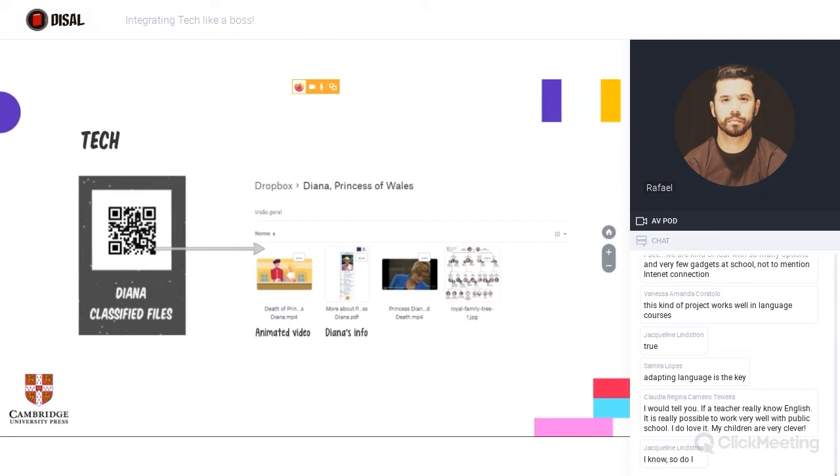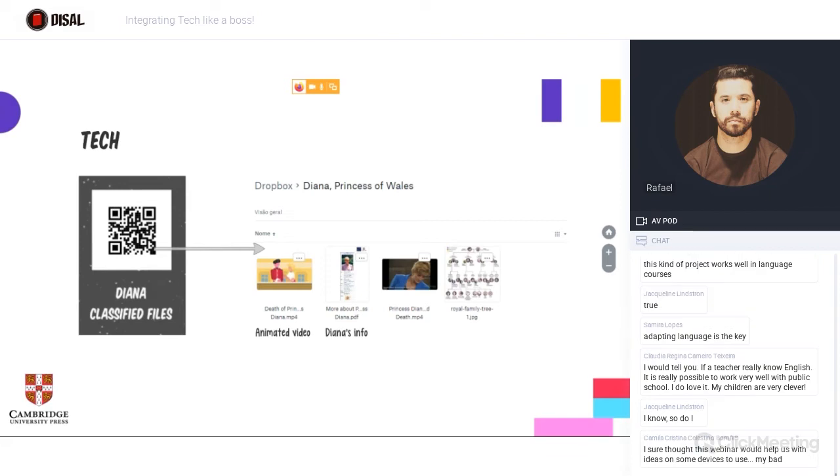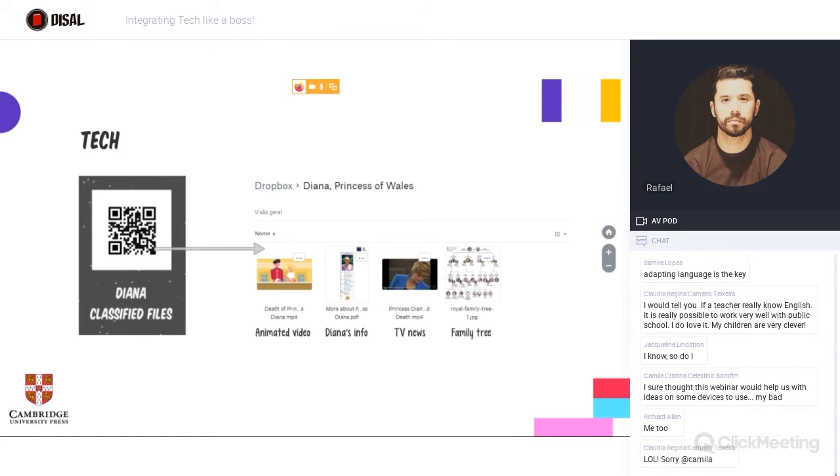The second thing was a PDF with illustrations and information extracted from the Royal Encyclopedia. If you want more information about it, we can extract this from the website royal.uk. I also gave them some very real TV news, mainly the ones on Diana's death, because we had these conspiracy theories. And finally, the third was a family tree chart for them to better understand the role each one plays in the royal family.